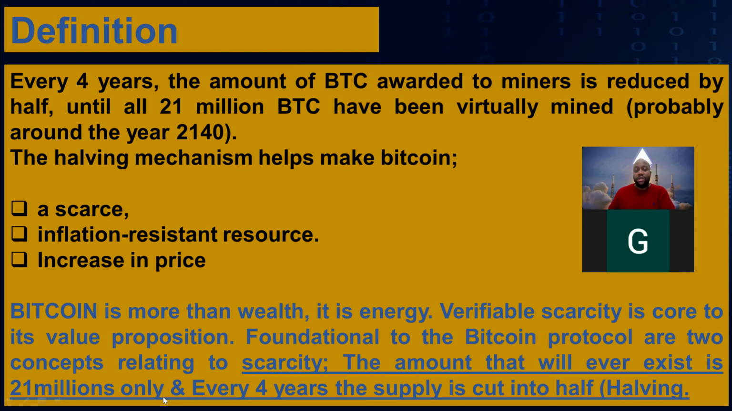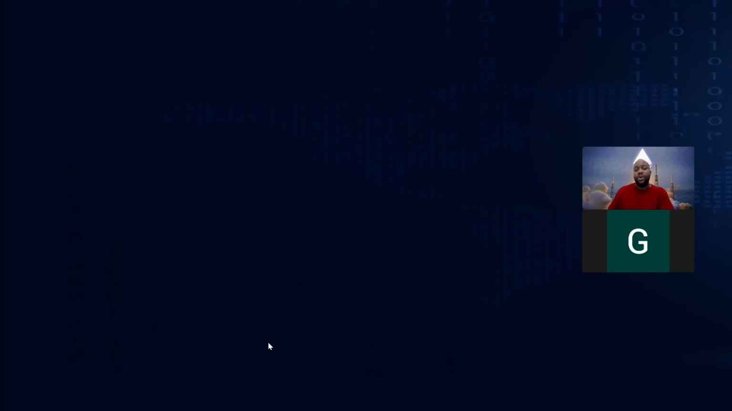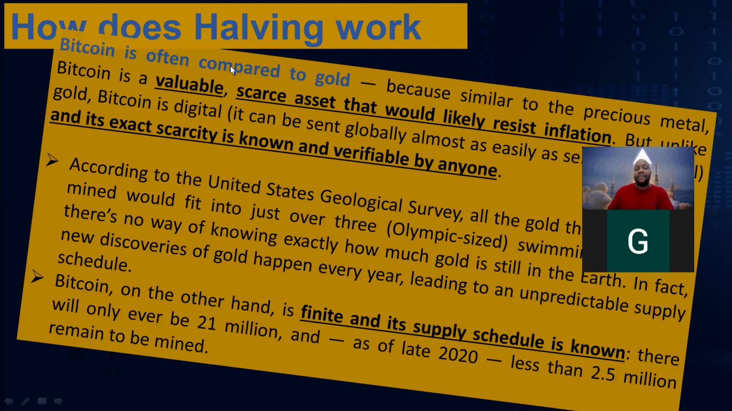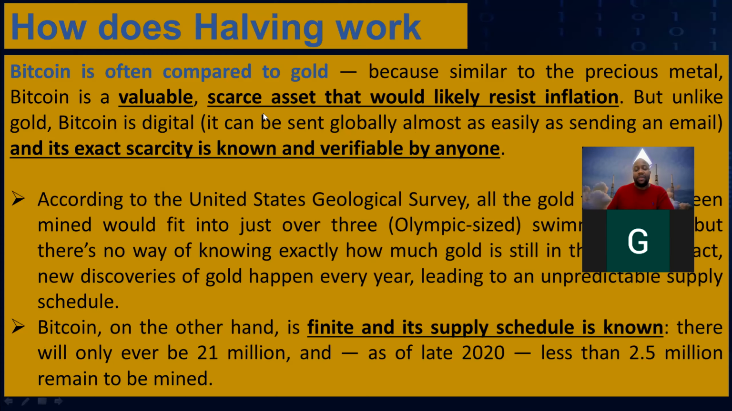When we look at what is foundational to the Bitcoin protocol, we have two concepts relating to the scarcity of Bitcoin. The first is the amount of Bitcoin that will ever exist, which is 21 million Bitcoins, and there will be no more than that. The second is that every 4 years, the supply is cut in half. These Bitcoin protocols are very, very crucial to the value proposition of Bitcoin. So how does this Bitcoin halving take place?